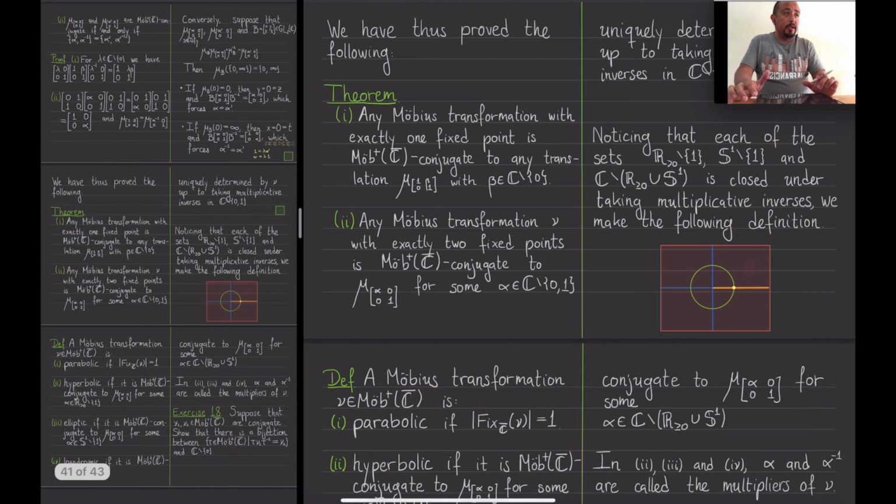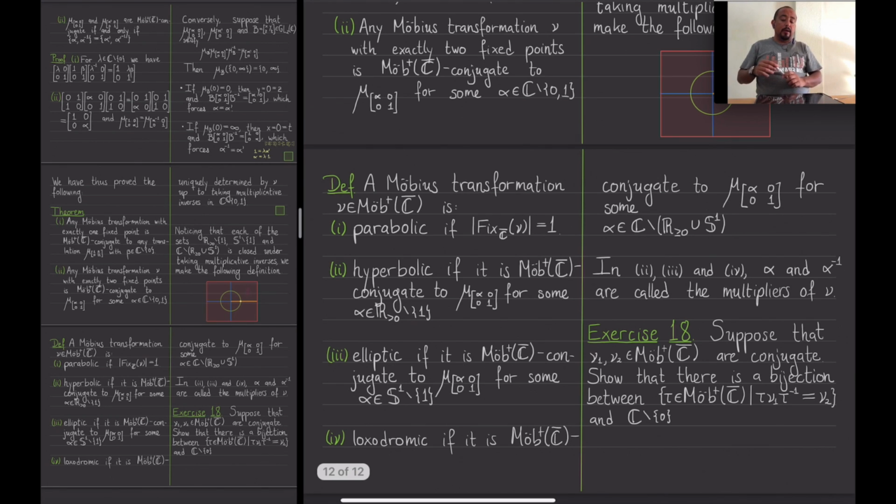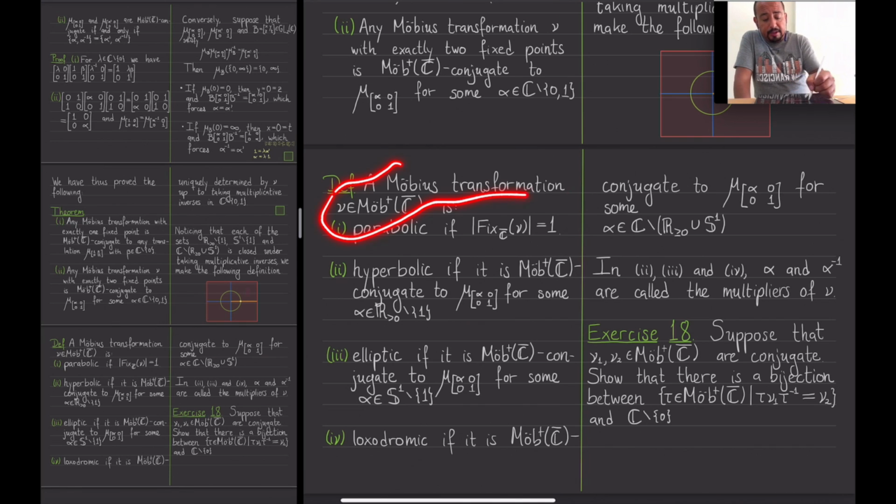So let me finish the class with a definition. Now that we have the full picture, up to conjugation, of how the conjugacy classes in this group look, I give names. If you give me a Möbius transformation that has exactly one fixed point, I call it parabolic.